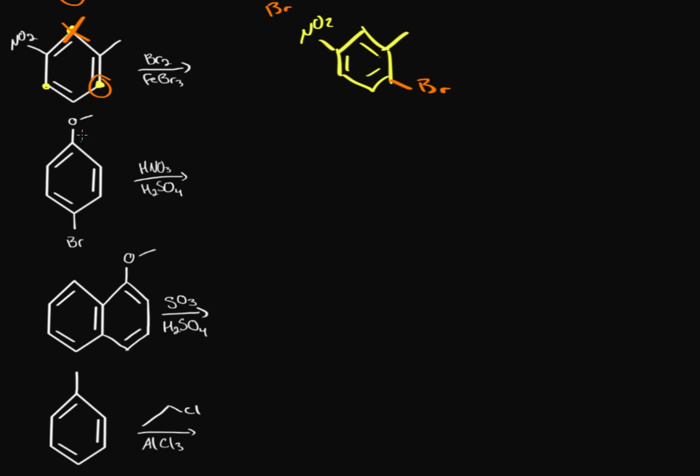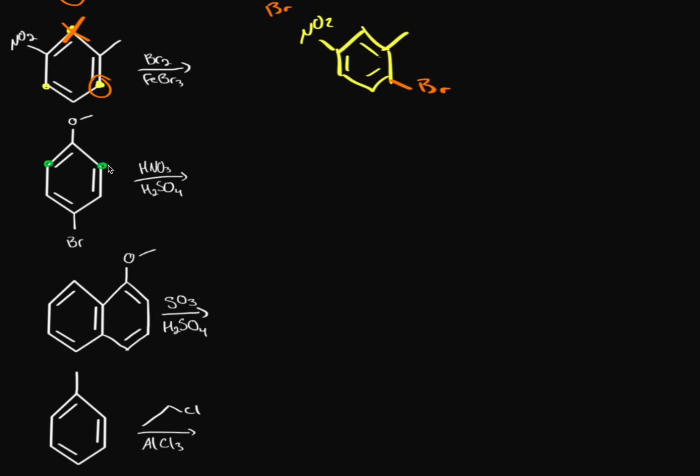Now, we have the same situation. We have our ether, which is ortho and para directing, and we have our bromine, which is actually a halogen. Even though it's electron withdrawing, it's also ortho and para directing. That's the one exception with halogens. Even though they're electron withdrawing, they're ortho and para directing. So the ortho and para positions for the bromine are these two positions, while the ortho and para positions for the ether are these two positions. Since the ether is the better electron donator, we're going to pick the ether positions, or the ortho positions with regards to the ether.